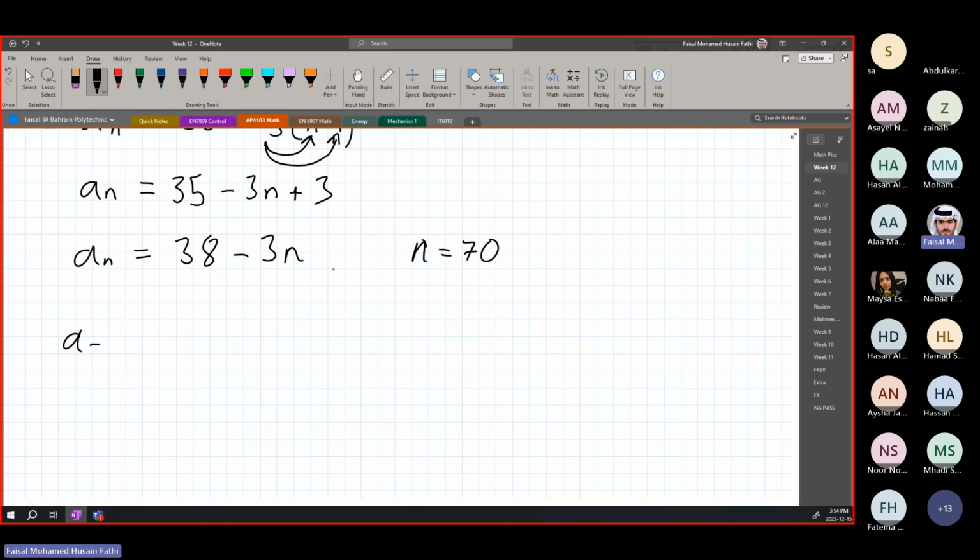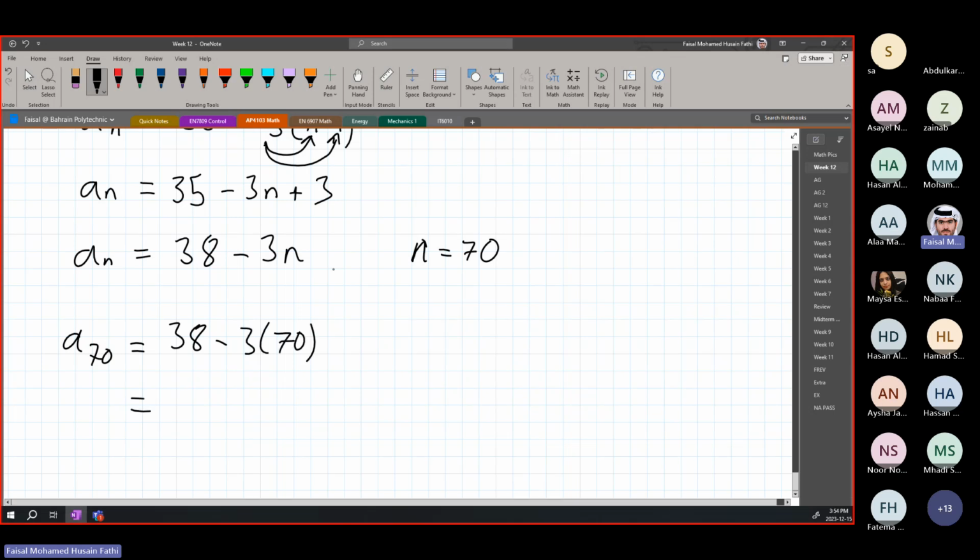So A70 is equal to 38 minus 3 times 70, and you're done. And you just put this in the calculator. 38 minus 3 times 70 is equal to minus 172. This is your A70. Very straightforward. So see, when you get this equation and simplify it, the an, the nth term equation, you can find the value for any term very quickly by just plugging.